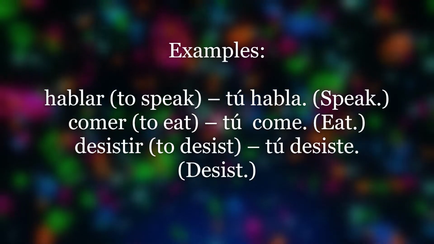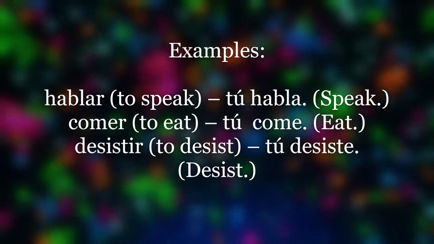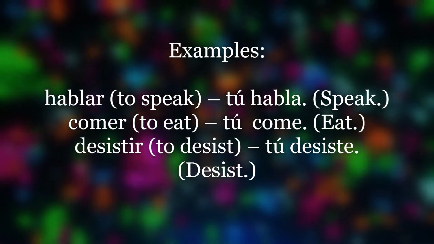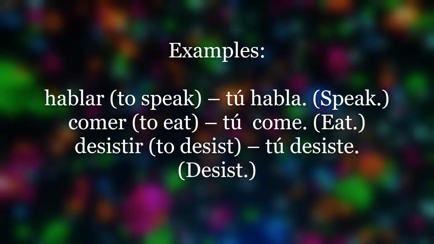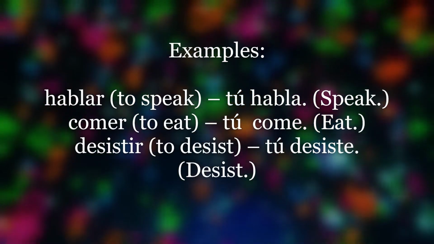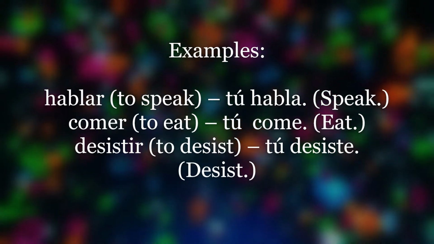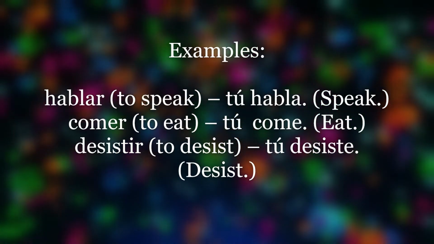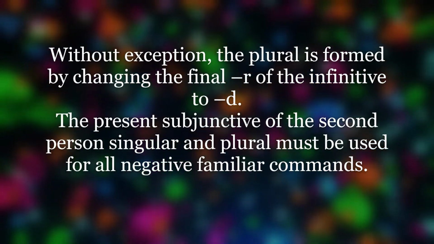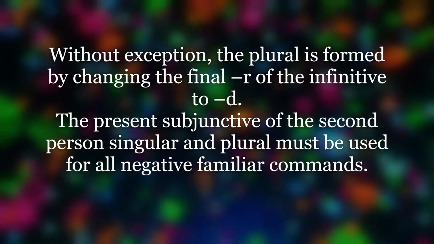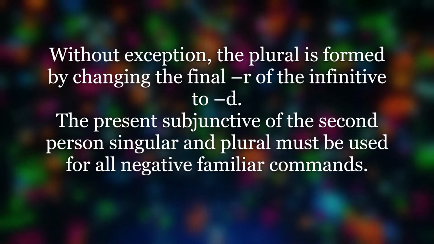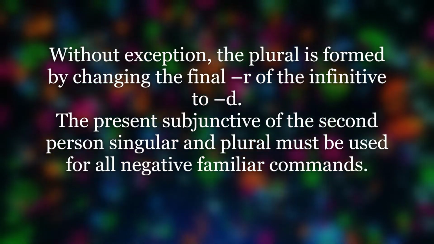So for example, the indicative form hablar, to speak, has the imperative form tú habla, comer, to eat, tú come, desistir, to desist, tú desiste. Without exception, the plural is formed by changing the final R of the infinitive to D. The present subjunctive of the second person singular and plural must be used for all negative familiar commands.